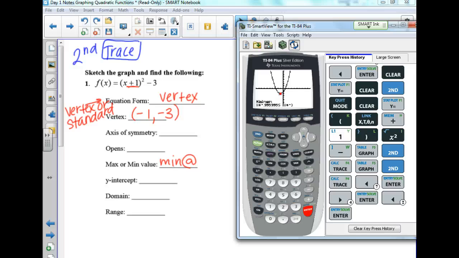Minimum. Mine is bugging out. Okay, so mine says minimum is negative 0.99999. I'll obviously round that to negative 1, which is this. And then the y value is negative 3. So here, if you know how to do it from this to this, that's fine. But you need to know how to do it on the calculator still for the other parts.